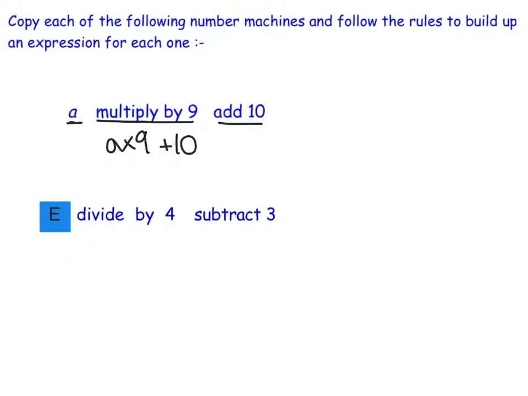Now just remember A times 9 we can simplify that, write that neater as 9A plus 10.